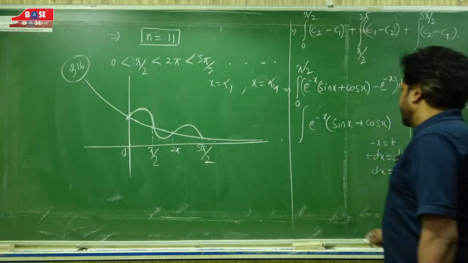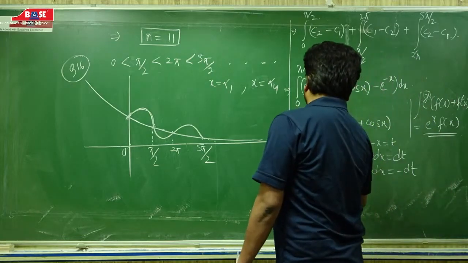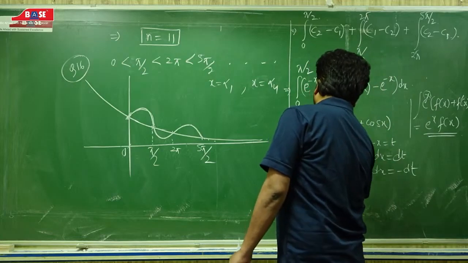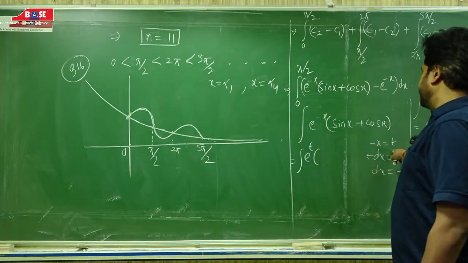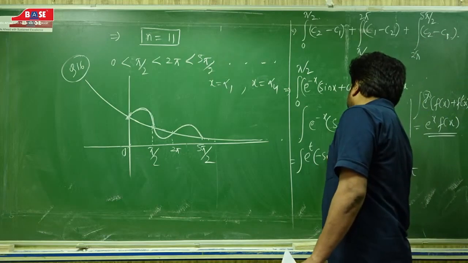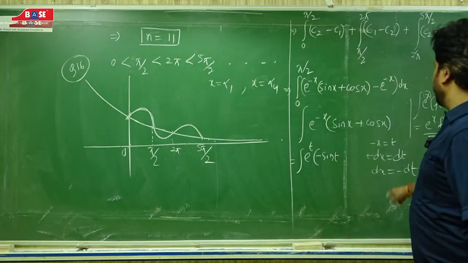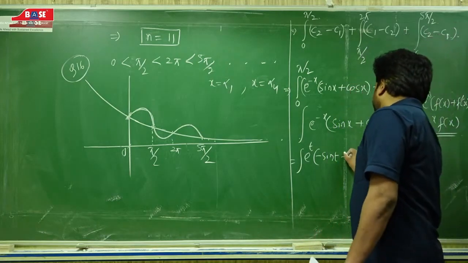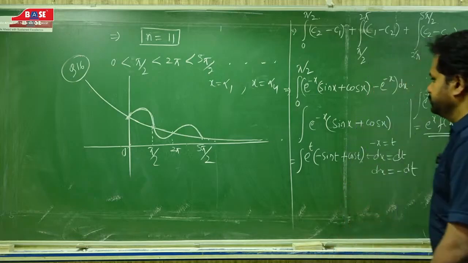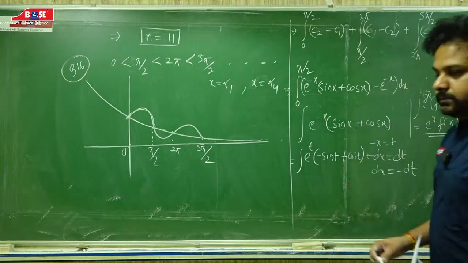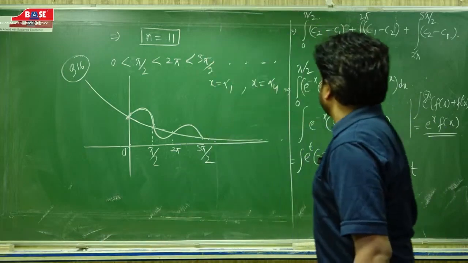Using this, it will become e power t, and now I will get sine of minus x. Now x will become minus t, so I will get minus sine t, and cos of minus x will remain as cos x, it will be cos t. Hope you have understood up to here.